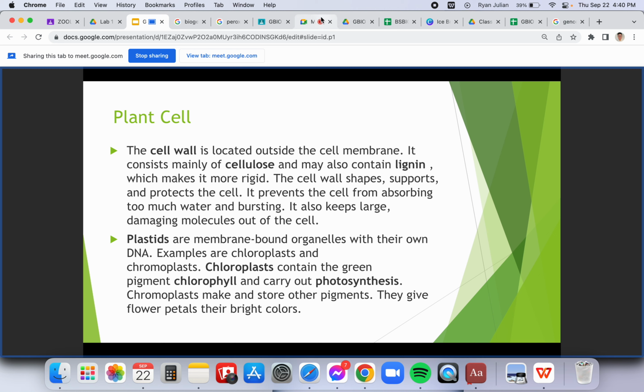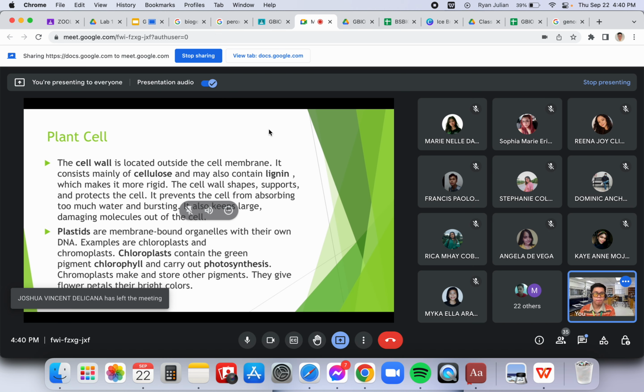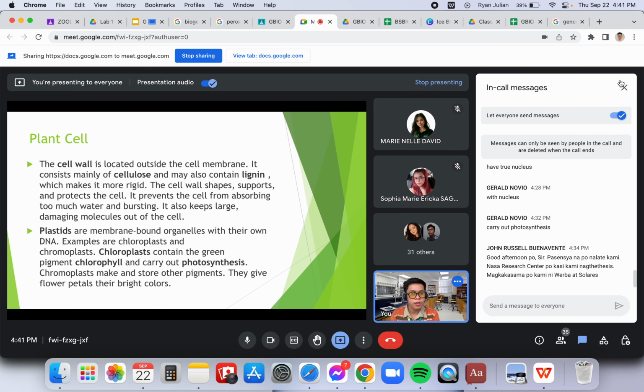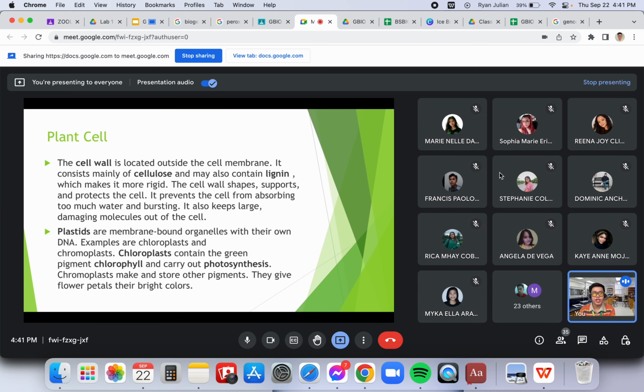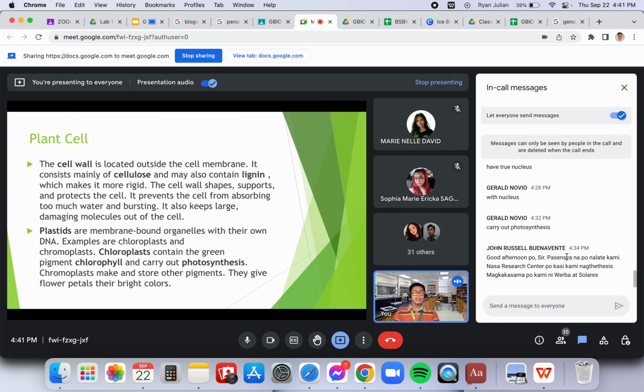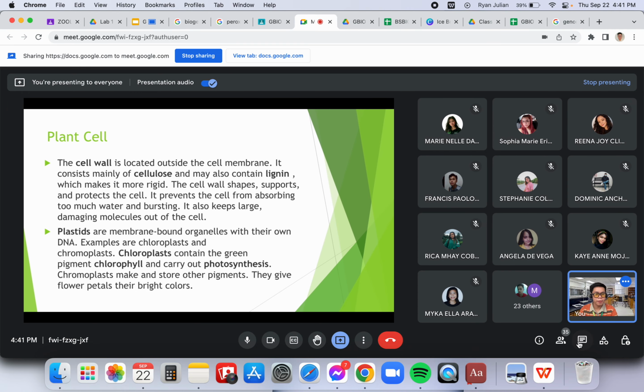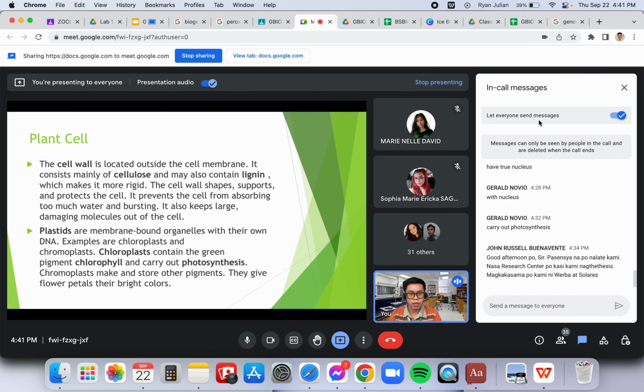And what do I mean by that when we say semi-permeable or permeability? Anyone who has an idea? What does semi-permeable mean? Anyone? Can you type in your answer? As the word implies, semi. So hindi siya permeable. Semi daw siya. Ano po ang ibig sabihin ng semi-permeable? Sige, wait ko ang response nyo sa ating chat box.